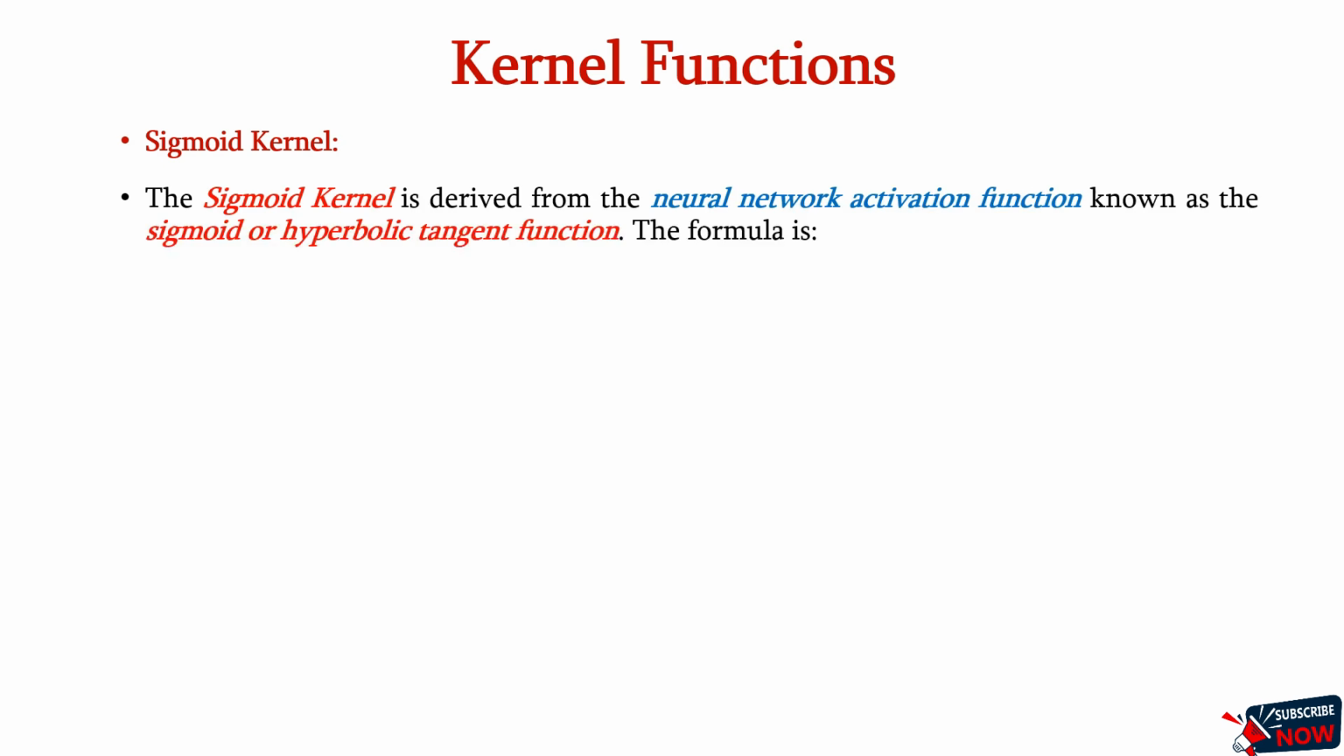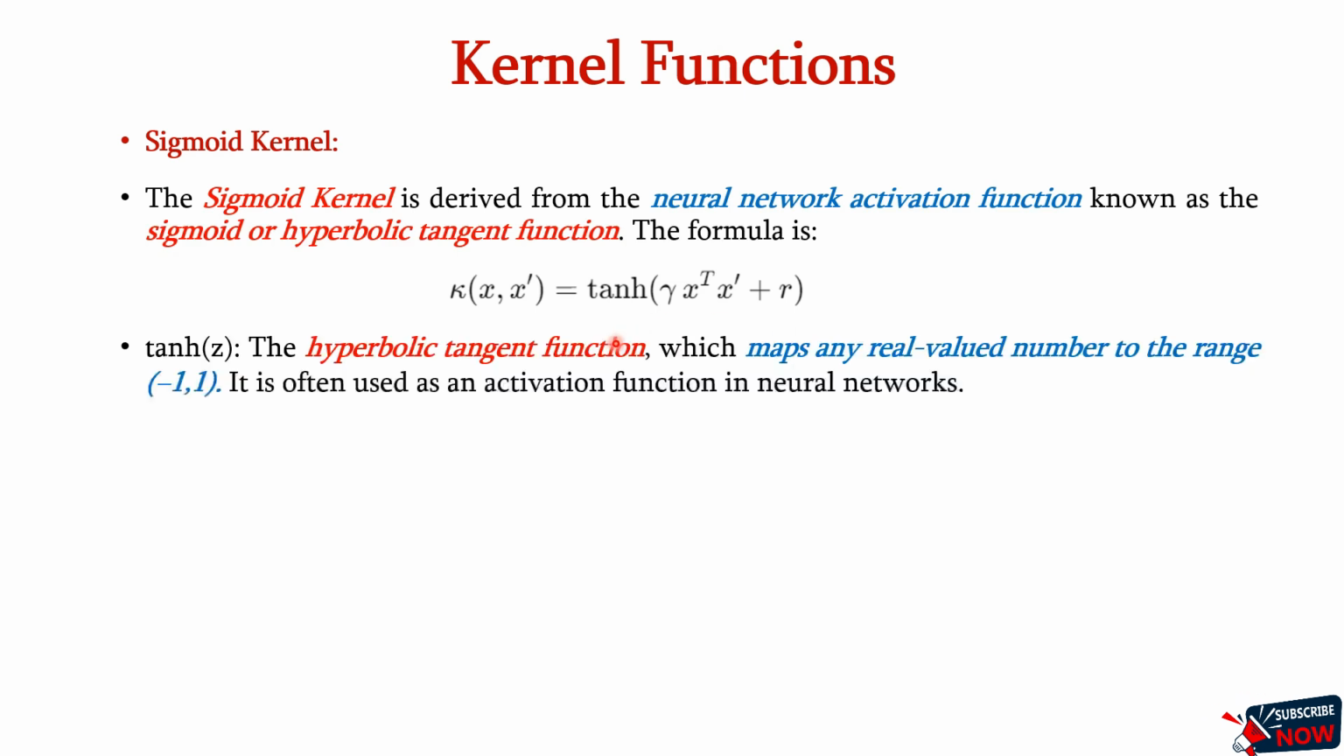Now let us see about sigmoid kernel. The sigmoid kernel is derived from the neural network activation function known as the sigmoid or hyperbolic tangent function. The formula for this kernel is k of x comma x dash is equal to tanh of gamma into x transpose x dash plus r. So the equation is similar to polynomial kernel. Only difference is we are applying tangent function here instead of polynomial.